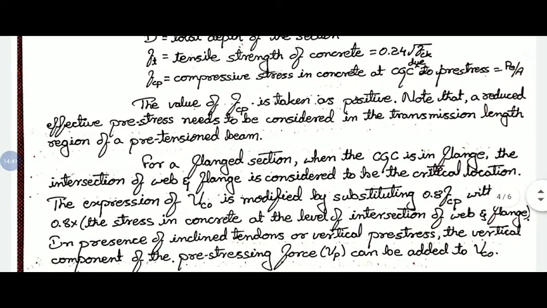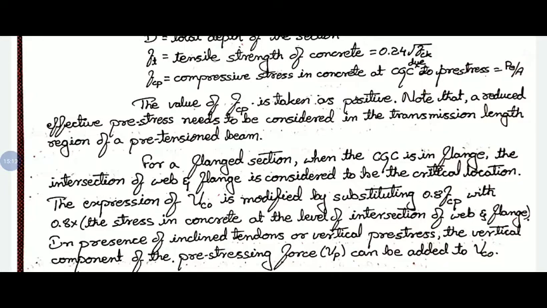For a flanged section, when the CGC, that is the neutral axis, is in the flange, the intersection of web and flange is considered to be the critical location. The junction or joint of web to the flange, that portion we consider as the critical section. So the expression of VCO is modified by substituting 0.8 fcp with 0.8 times the stress in concrete at the level of intersection of the web and flange.